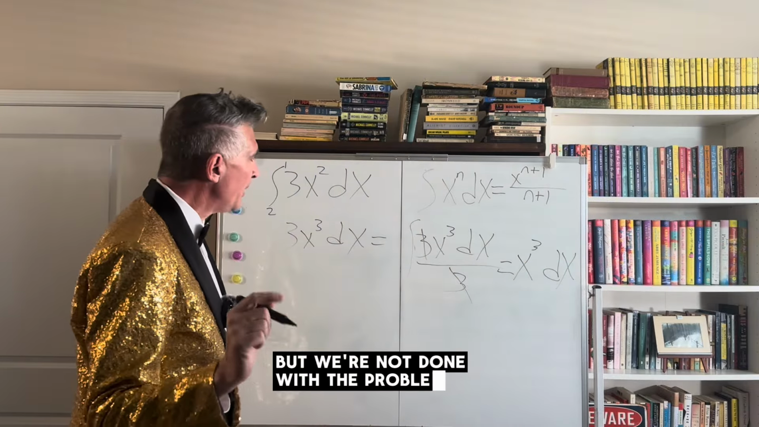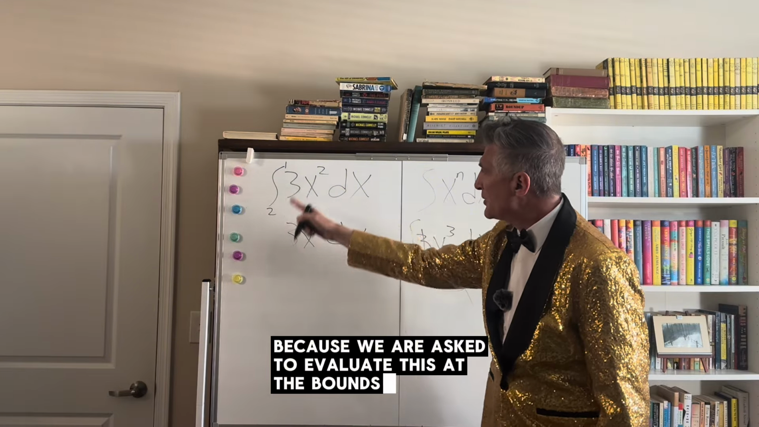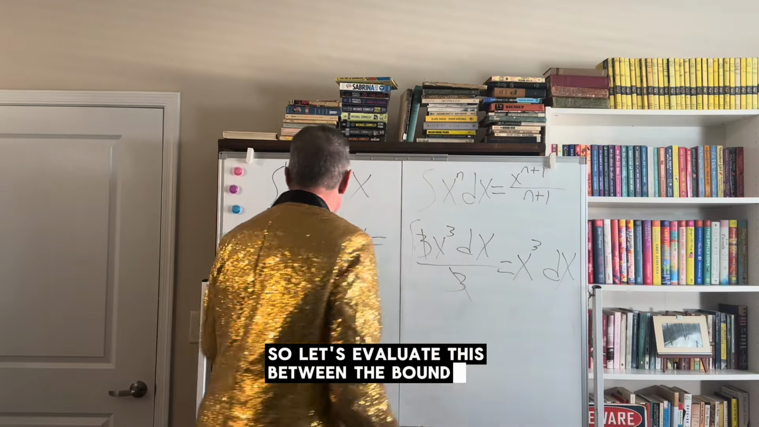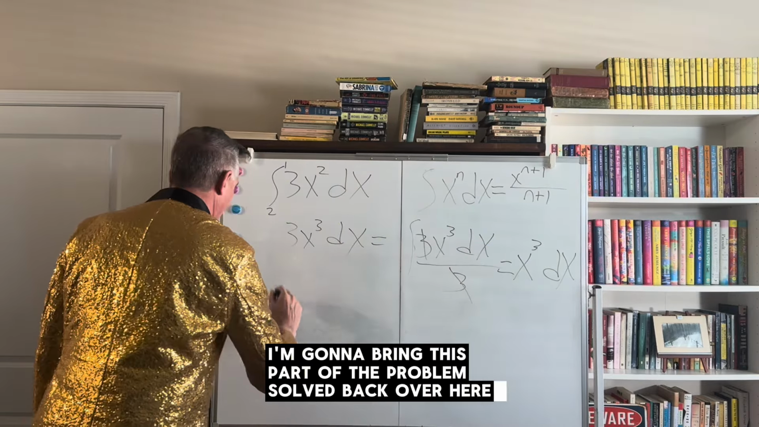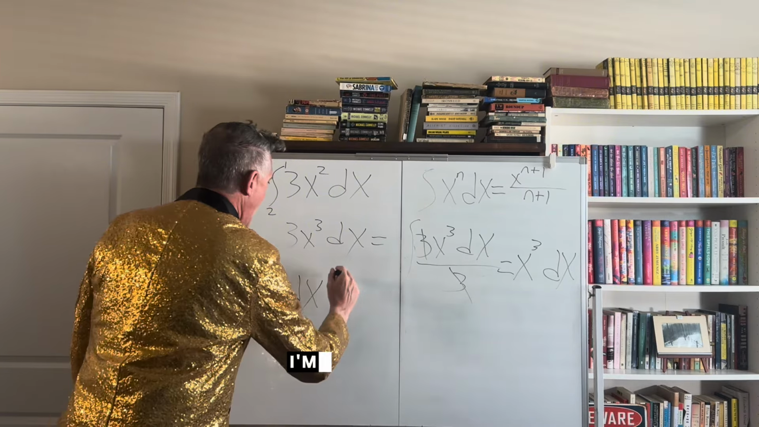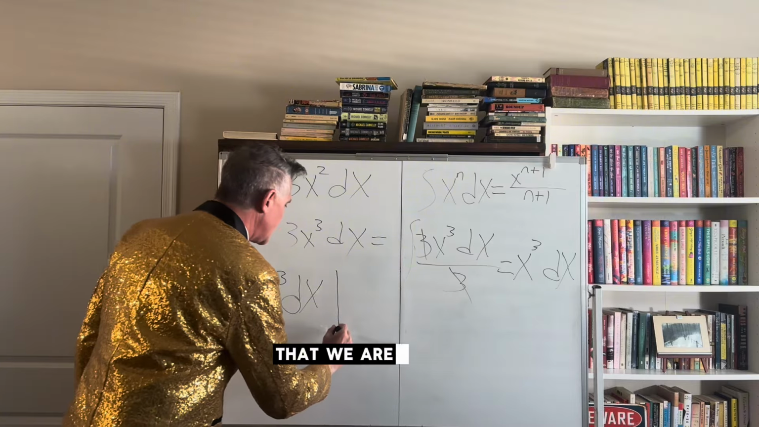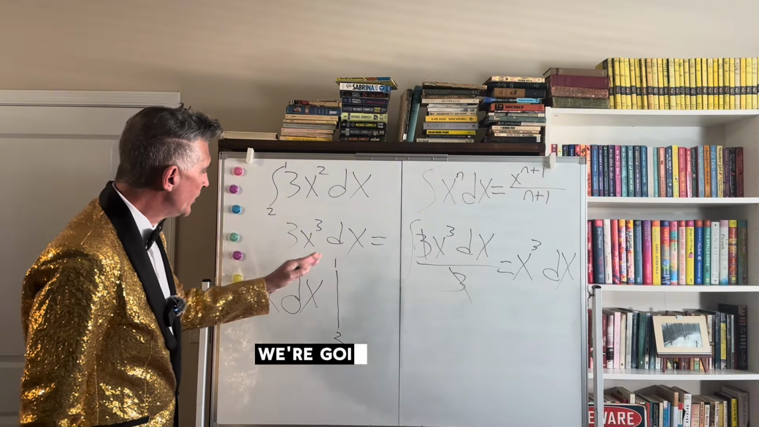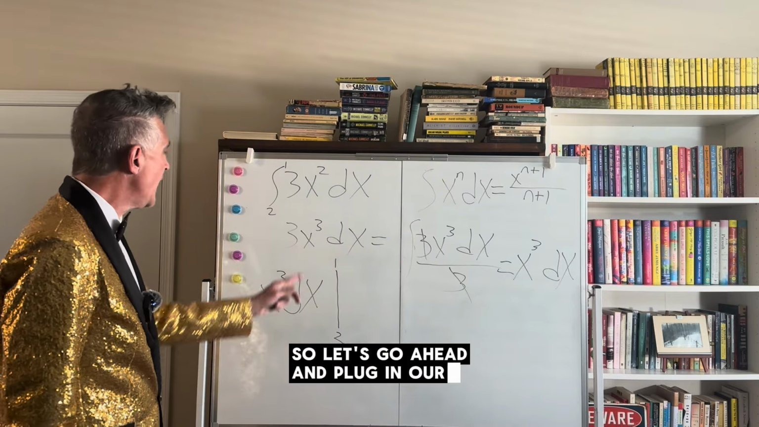But we're not done with the problem yet because we are asked to evaluate this at the bounds of 1 and 2. So let's evaluate this between the bounds of 1 and 2. I'm going to bring this part of the problem solved back over here, and it will look like this. I'm going to draw our vertical line to represent that we are still taking the bounds of 1 and 2. We know that we're going to subtract the bottom bound from the top bound. So let's plug in our top bound.